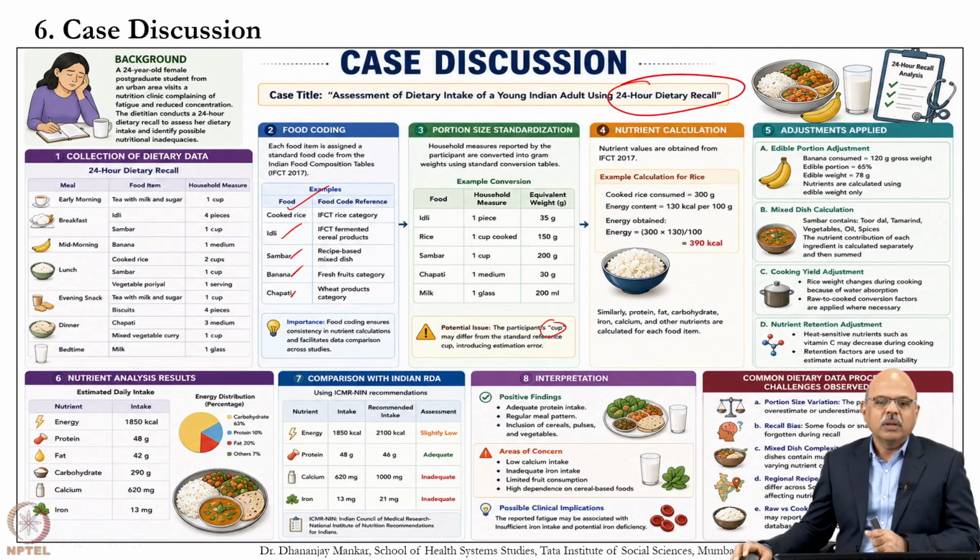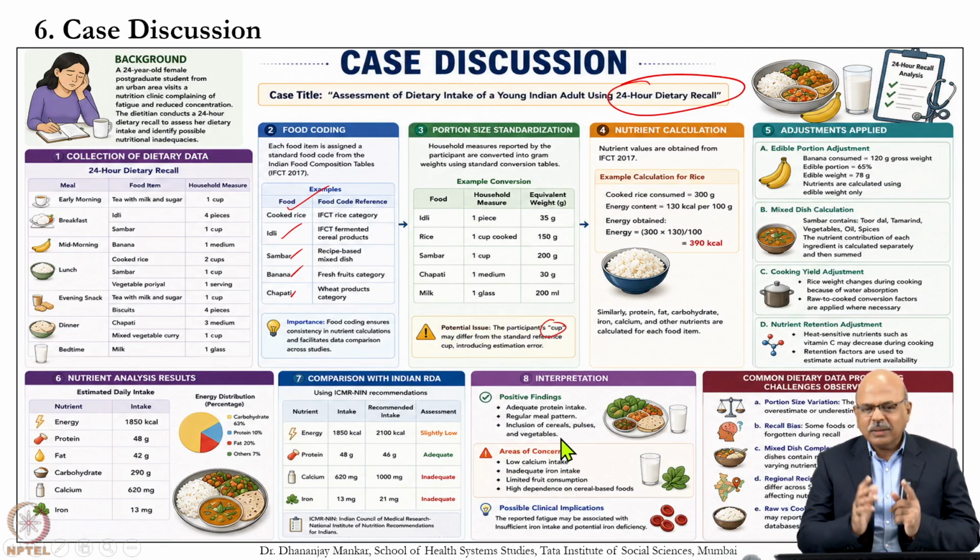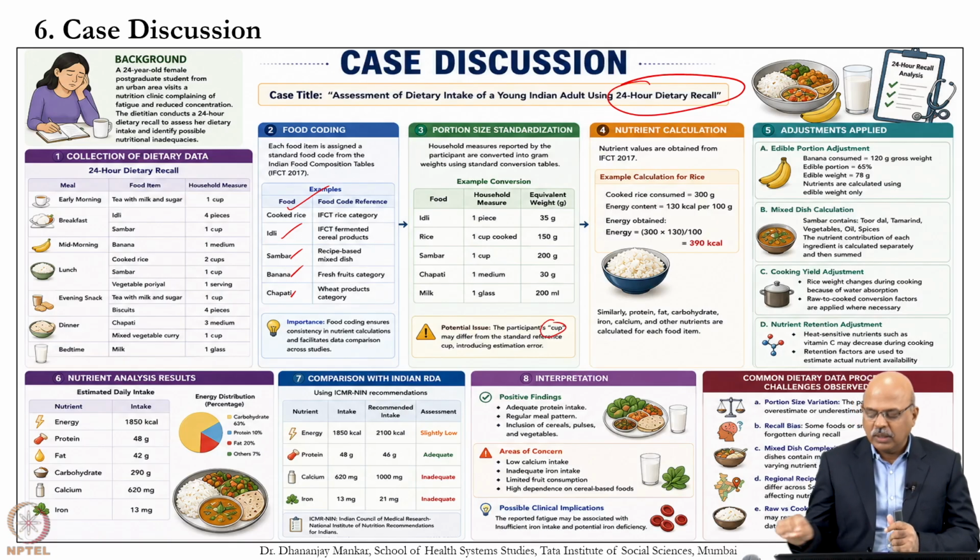What is the interpretation? The positive findings are adequate protein intake, regular meal pattern and inclusion of cereals, pulses and vegetables. But there are a few areas of concern here. There is low calcium intake, which is seen in this particular case study, inadequate iron intake and limited food variety, also high dependence on cereal-based foods. Okay, a possible clinical implication suggests that the reported fatigue may be associated with insufficient iron intake.